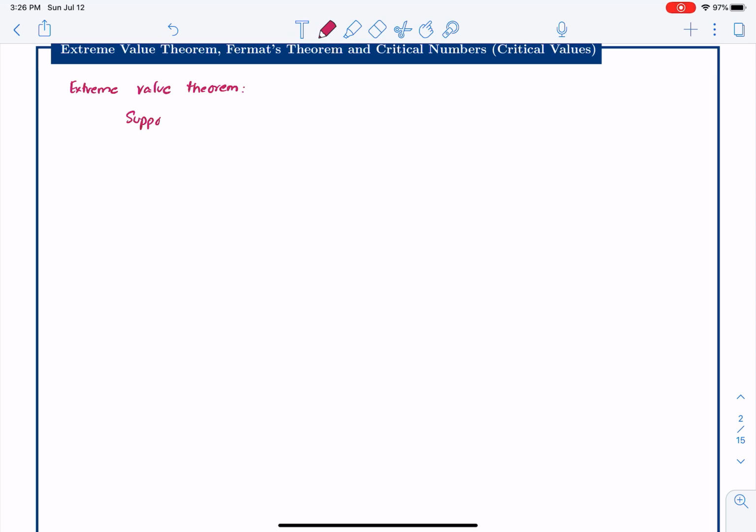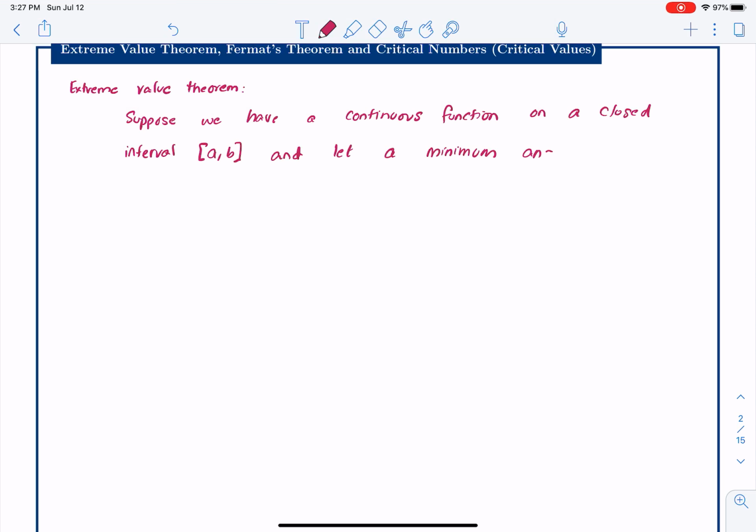So suppose we have a continuous function on a closed interval, closed in the sense I am including A and B. And let a minimum and maximum occur at some points C and D, then C, D must be in the interval or the open interval A, B.